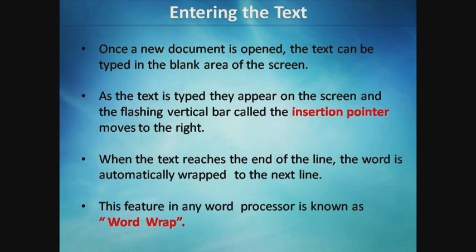When the text reaches the end of the line, that is the right side border of the blank area, the word is automatically wrapped to the next line. That is, no need to move to the next line, it automatically starts from the next line. This feature in any word processor is known as word wrap. So, word wrap is one of the features of word processor. It is used to automatically wrap the text to the next line when the text reaches the end of the line, that is the right side border of the working area.